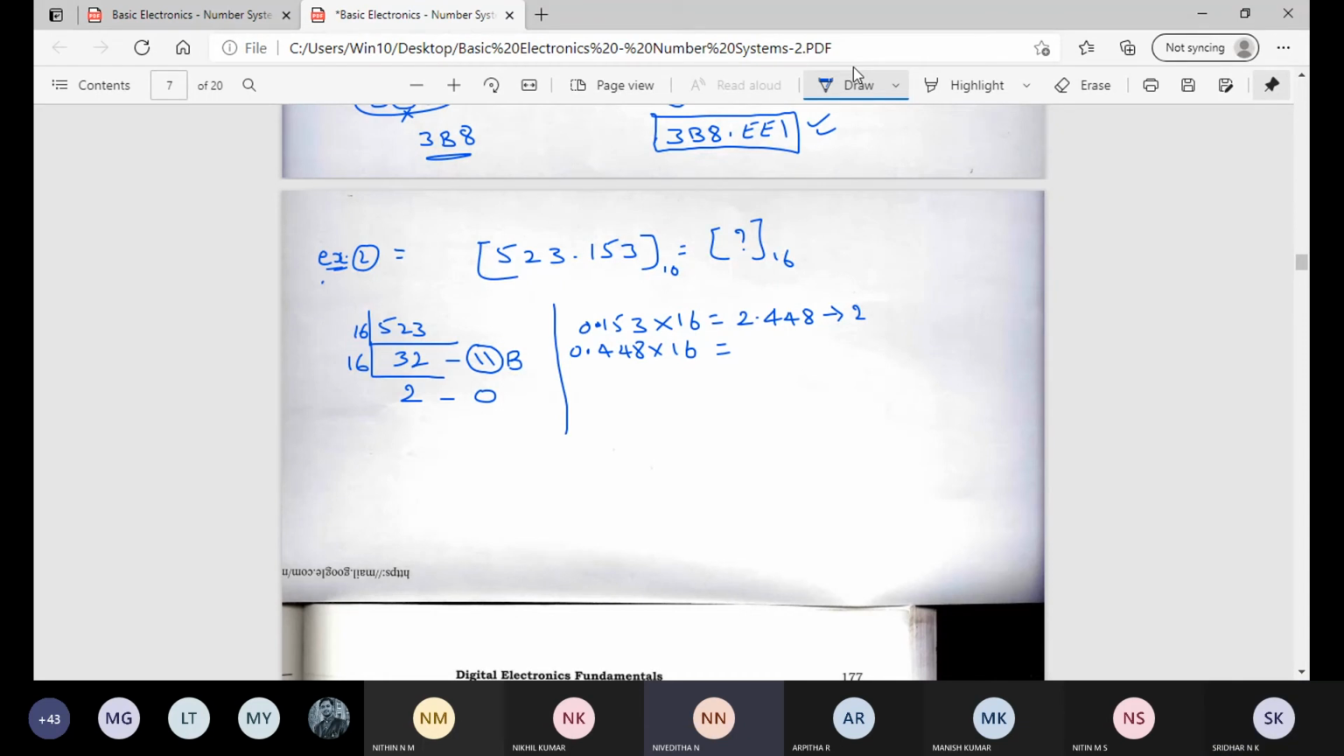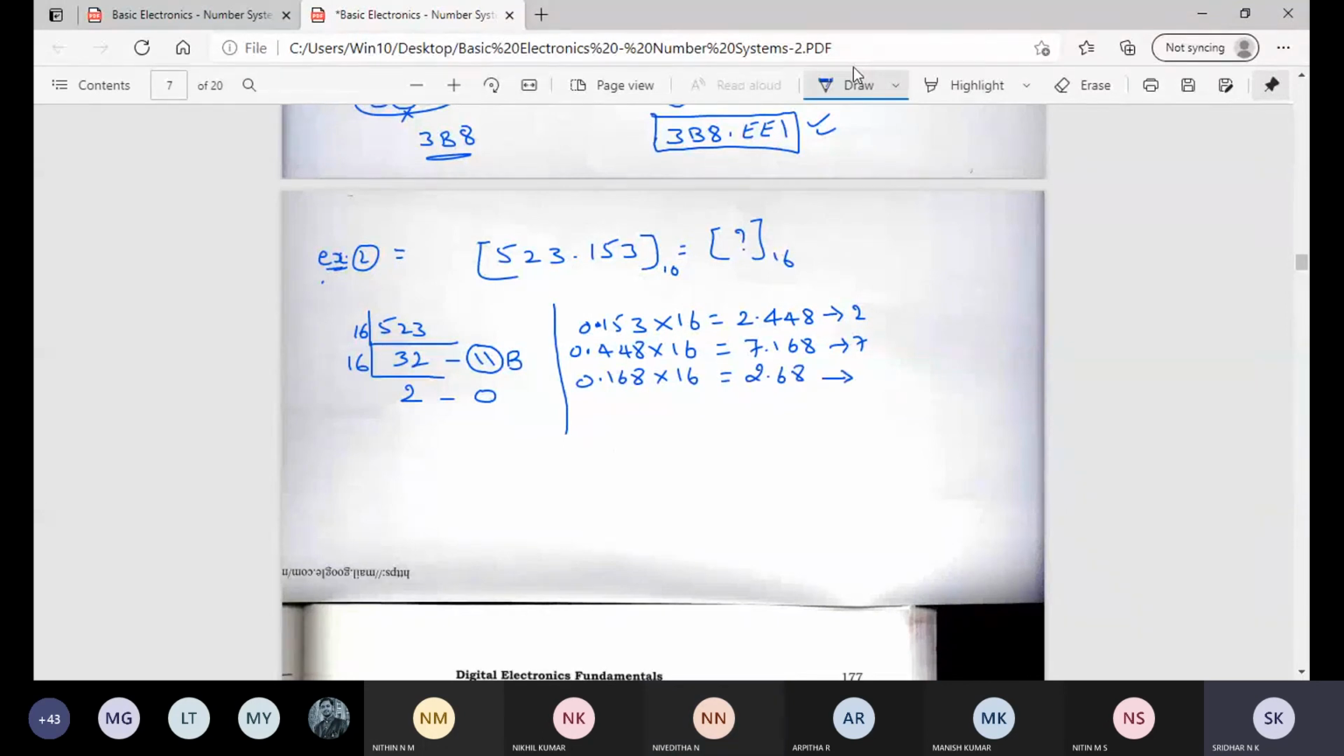7.168. So 7 here and 0.168 for the next iteration. 0.168 into 16 is 2.68. So 2. This is enough.